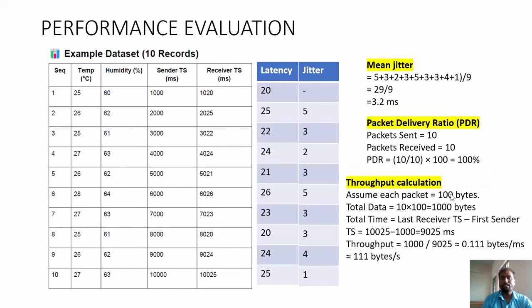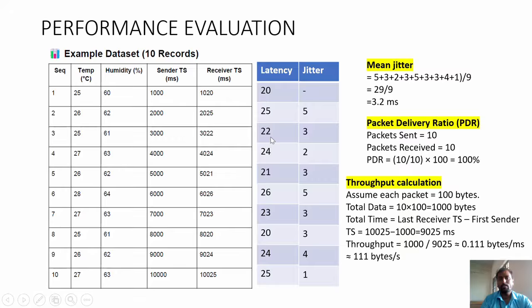Next we have to find the jitter. Jitter means the difference between adjacent latencies in the system. For the first latency there is no previous latency, so the jitter value is not applicable. The next one, 25 minus 20, is 5. The next one, 22 minus 25, is 3. It can be a mod value. Whether it is minus or plus, we take only the magnitude. No need to take the sign. Whether it is positive or negative doesn't matter. You just take the mod value.